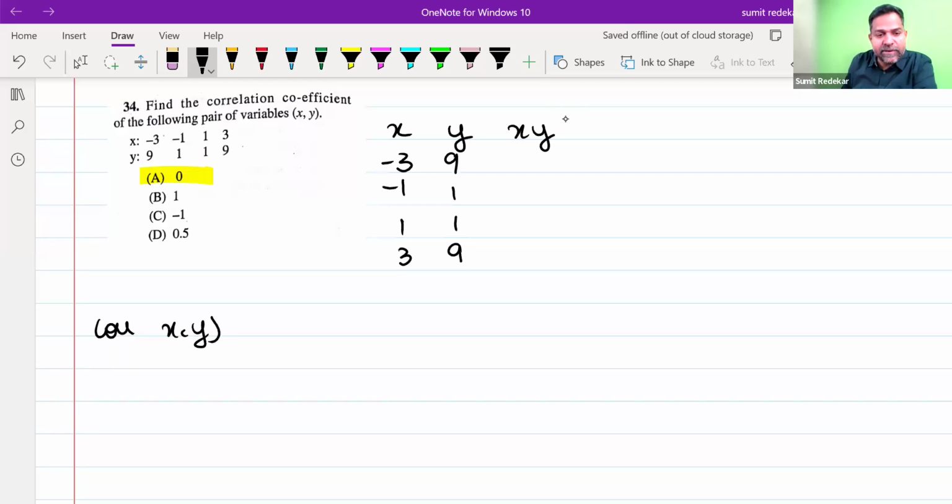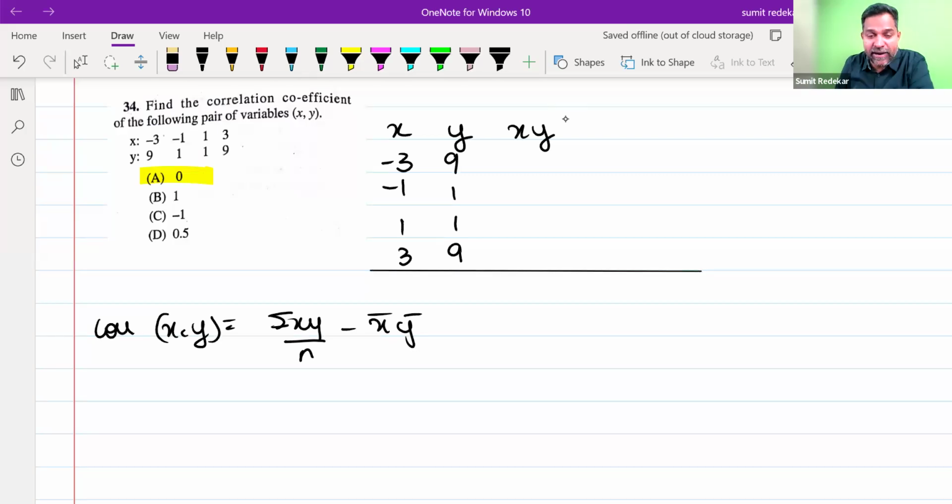The covariance between X and Y is sum of xy upon n minus x bar y bar. So to find the covariance, I need to first find x into y. 9 threes are 27 negative, 1 into 1 negative, 1 into 1 positive, 3 into 9 positive 27. The total works out to be 0. Do you notice that the total of x also works out to be 0? What about the total of y? The total of y works out to be 20.